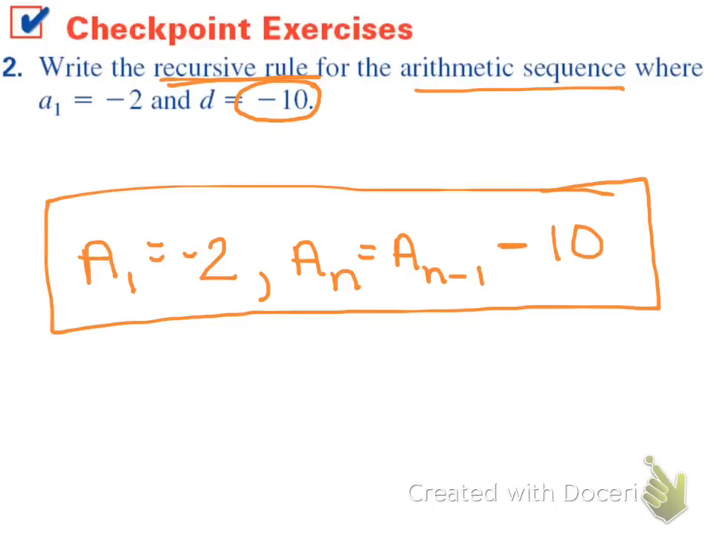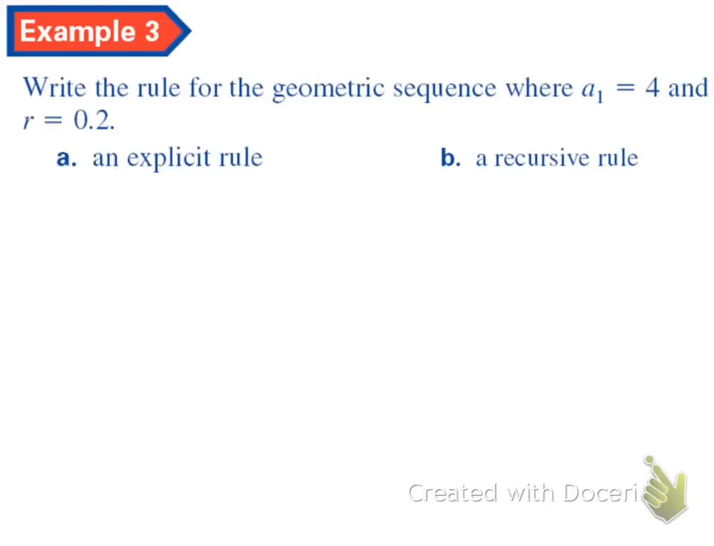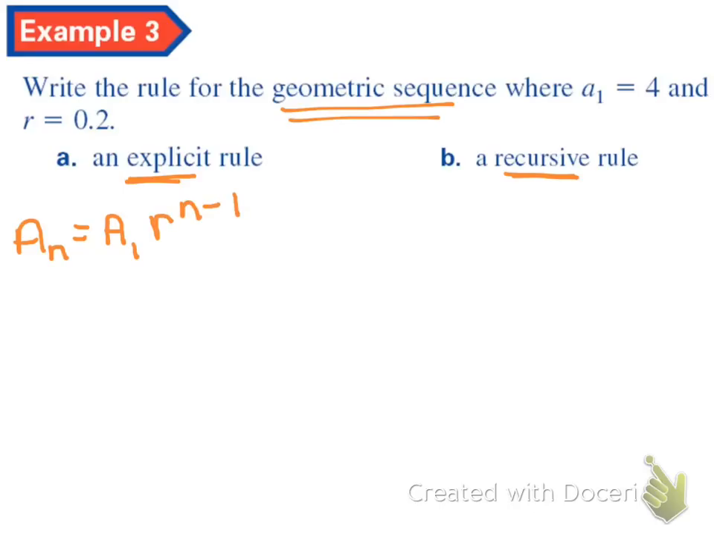All right, let's look at geometric sequences. In example 3, I'm going to do the same thing. We're going to write an explicit rule and a recursive rule, but this time it's for a geometric sequence. If you remember from previous lessons, in a geometric sequence, any term can be found by taking the first term and multiplying it times the rate raised to the power of n minus 1.